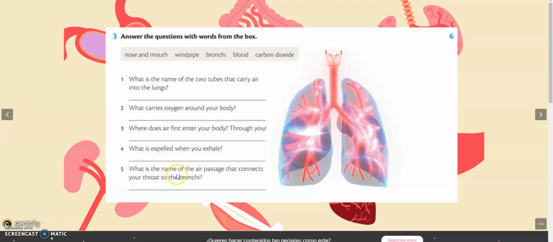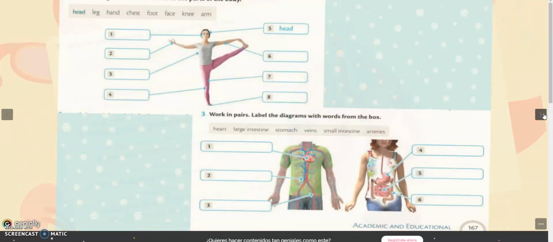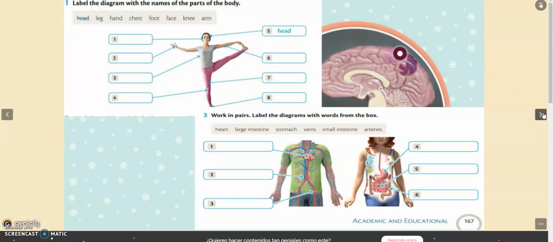And the last one, what is the name of the air passage that connects your throat to the bronchi? ¿Cómo se le llama a este lugar que conecta la garganta con los bronquios? The answer is the windpipe. La tráquea. Windpipe. Tráquea. This part. Okay? The throat, la garganta is here. The throat and the bronchi. Very good. Let's continue.